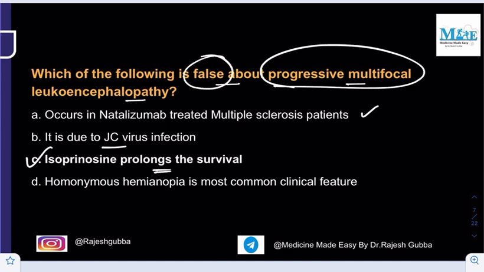So what is the drug which will prolong the survival in progressive multifocal leukoencephalopathy? It is mirtazapine. And homonymous hemianopia is the most common clinical feature in patients with progressive multifocal leukoencephalopathy. So that is about your PML.